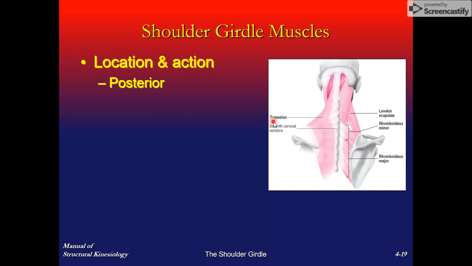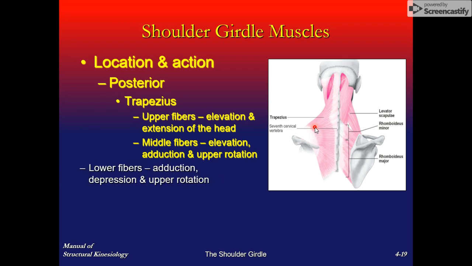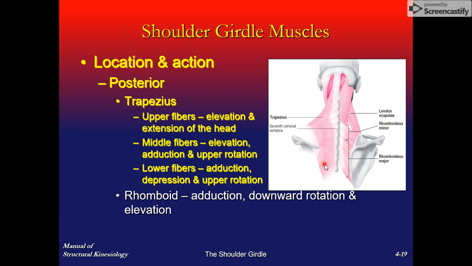Location and action, posterior muscles. Here's the trapezius. Kind of looks like a T. The upper fiber is elevation and extension of the head. The middle fiber is elevation, adduction, and upward rotation. The lower fiber is adduction, depression, and upward rotation. The rhomboids, rhomboid major and rhomboid minor: adduction, downward rotation, and elevation. The levator scapulae: elevation of the scapula.